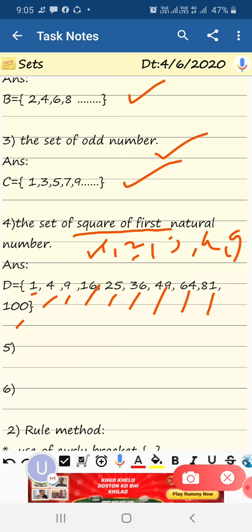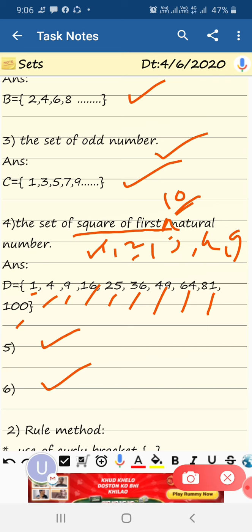In this way we have written it in the listing form, because here the question given is the set of squares of first 10 natural numbers. If the question is about 10 natural numbers, in this way you can write. So in this way you have to write down 2 more examples.